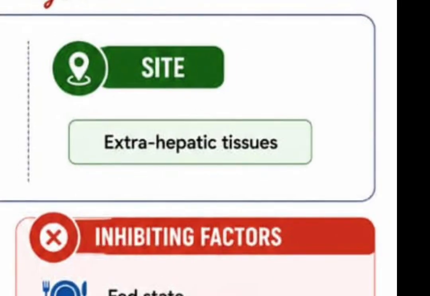So where does it occur? It occurs in the extrahepatic tissue. Unlike ketogenesis, which occurs in the liver and in the kidneys, this one occurs in extrahepatic tissues that are not the liver. Because these tissues utilize energy, they convert ketone bodies into energy so that they can utilize them. So ketogenesis squarely occurs in the liver, while extrahepatic tissue uses these ketone bodies to form ATP.